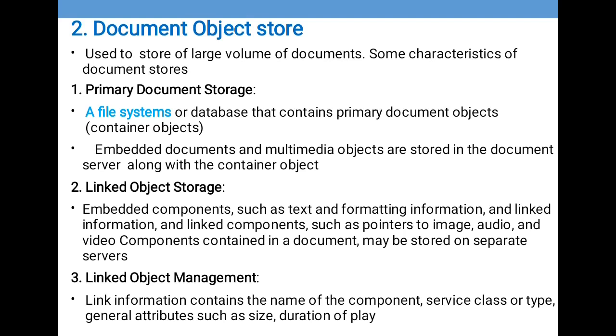It can be text or formatting information and linked information and linked components such as pointers to image, audio and video components contained in a document. It may be stored on a separate server. The next characteristic is linked object management, where link information contains the name of the component, service class or type. It consists of general attributes such as size and duration of the play.